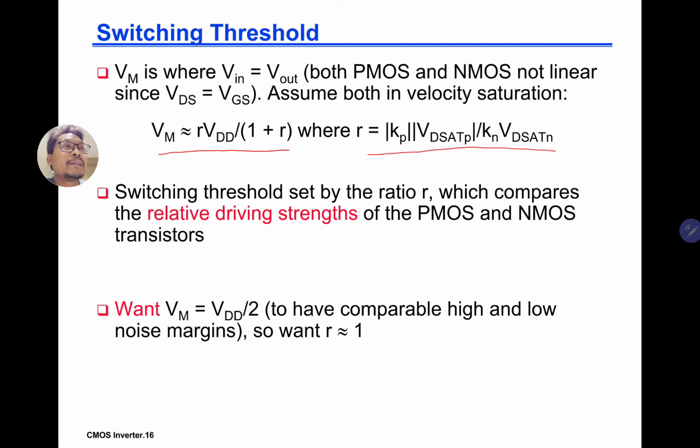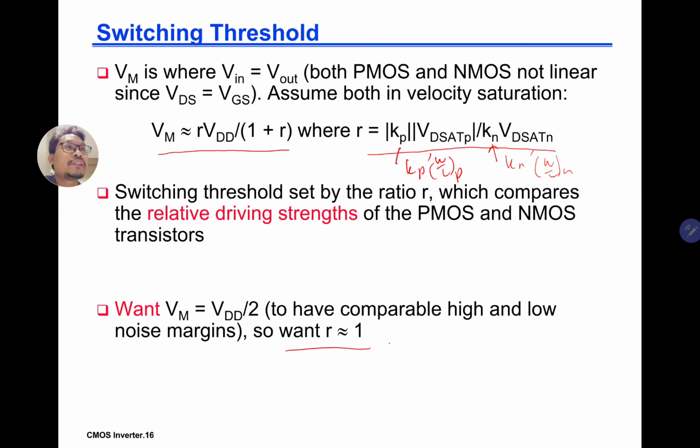Okay, so if you remember, Kp here is your gain factor. So it's actually Kp prime W over Lp, and Kn is Kn prime W over Ln. Okay, so basically the switching threshold is set by the ratio R, which compares the relative drive strength of the PMOS and NMOS transistors. We want VM equal to VDD over 2 to have comparable high and low noise margins, so we want R equal to 1, approximately equal to 1.